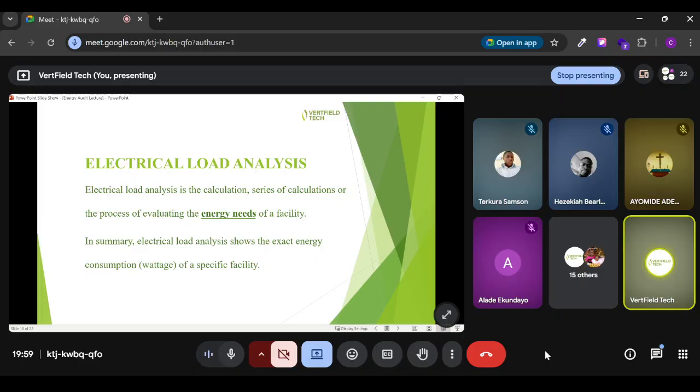So in summary, electrical load analysis, or load analysis in short, is a tool which helps you to know the energy need of a facility. Very simple, short and precise. I hope that is very clear. It shows the exact energy consumption, that is wattage, of a specific facility. Like I said before, if the energy need of a facility is 3000 watt or 5000 watt, what would help you to know that is electrical load analysis.